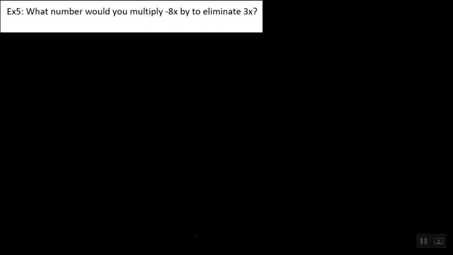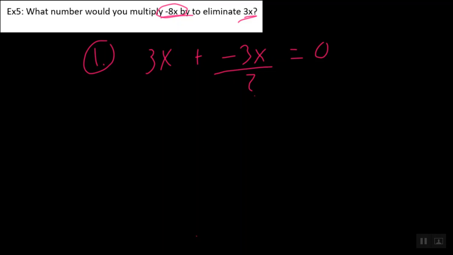Okay, here's our final example, example number 5. What number would you multiply negative 8x by to eliminate 3x? Okay, now let's ask our very first question. If I want to get rid of the 3x, plus what number would equal 0? Well, we know the opposite of a positive 3x is a negative 3x. Okay, so what we're really saying here is we want to multiply negative 8x by some sort of number so that it equals this negative 3x.